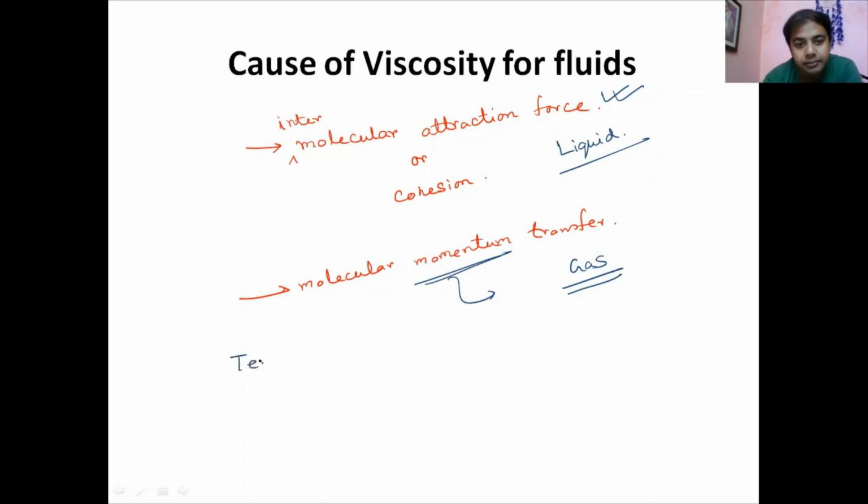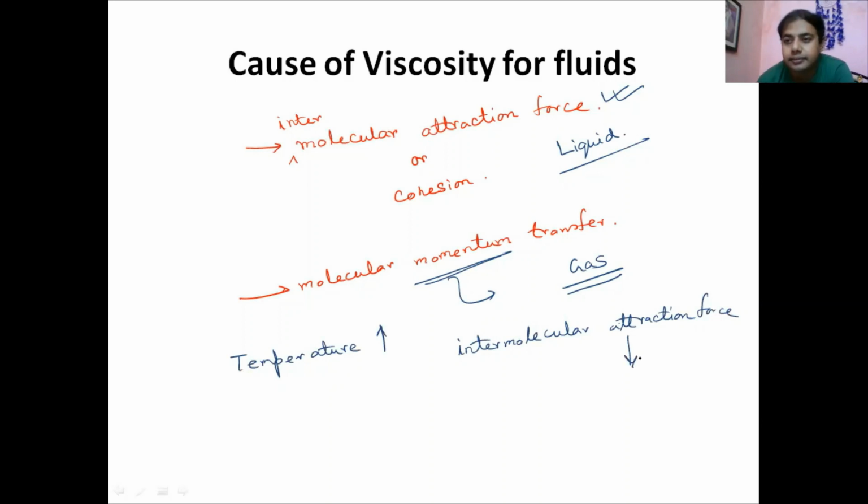Now, what is the relationship of the viscosity with the temperature? If you increase the temperature, the intermolecular attraction force is decreasing, because of the temperature the molecules go apart. Volume will be increased, so between two molecules the attraction force will be decreased. Hence, the viscosity of the liquid will also decrease, because liquid viscosity mostly depends on the intermolecular attraction force.